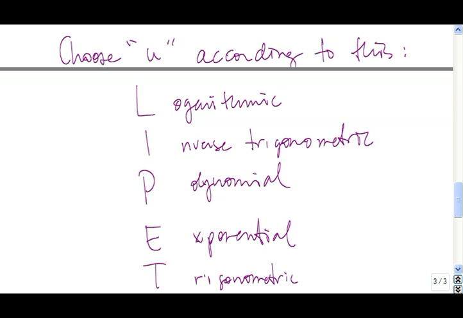Okay, the last thing I'd like to share with you is a mnemonic that's useful in helping you choose your u when you're using integration by parts. Essentially you choose u in this order. If there's a logarithmic, then oftentimes it's helpful to let u be the logarithmic. Okay, so that's first. Next, if there's an inverse trig, you choose u in this order: logarithmic, over inverse trigonometric, over polynomial, over exponential, over trigonometric. This is the precedence that you should use when you choose your u.